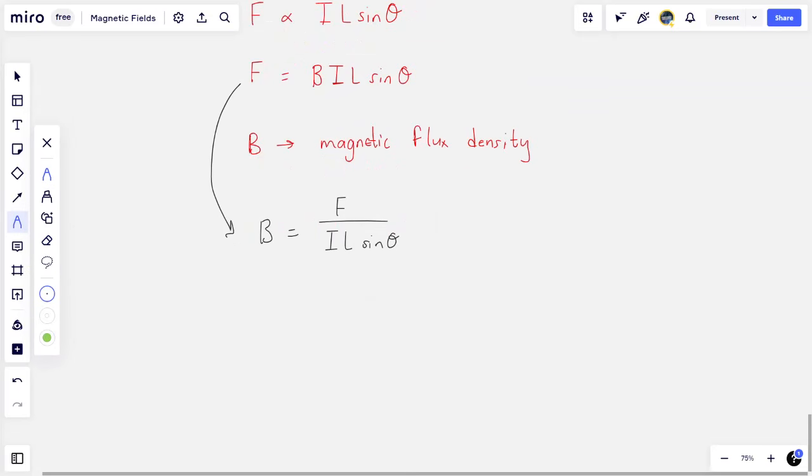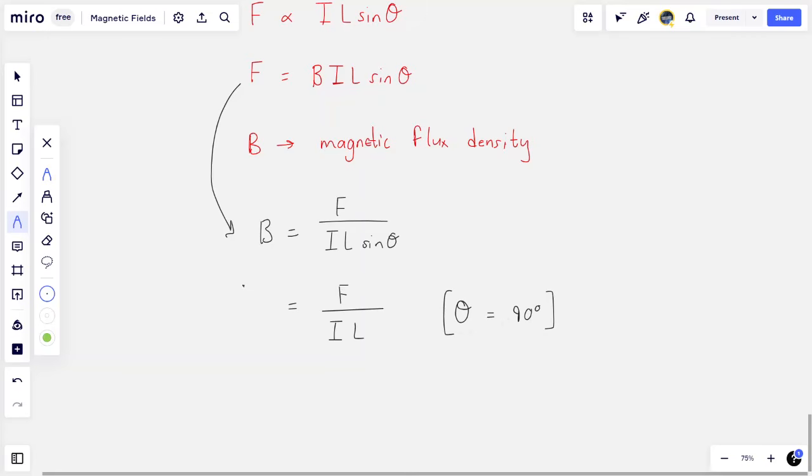Okay, so if we have this expression for B, this is where the definition for magnetic flux density comes from. If they ask you to define magnetic flux density, it's one of the more difficult definitions. Simply look at this equation. B is F over IL sine theta. It is the force per unit current per unit length. But the sine theta is a bit annoying. So let's write it as F over IL if theta is equal to 90 degrees. Okay, this makes it a bit easier to do the definition.